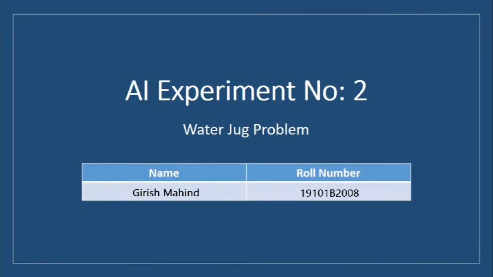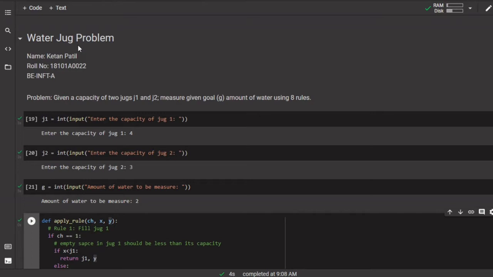Experiment number 2, water jug problem. In this problem, we are given the capacity of jug 1 and jug 2, and we have to measure the required amount of water using 8 rules.